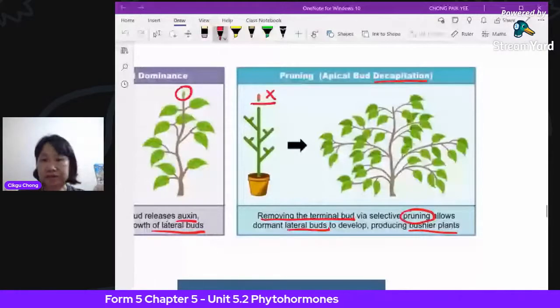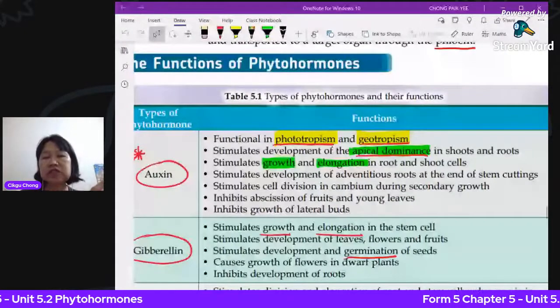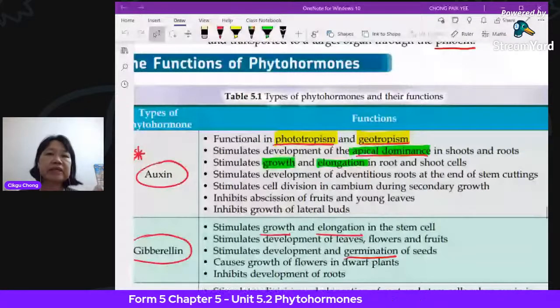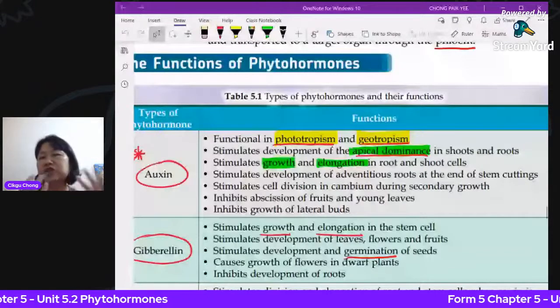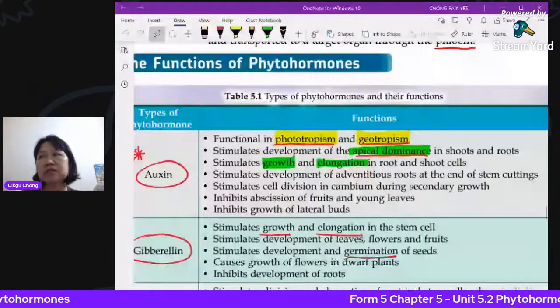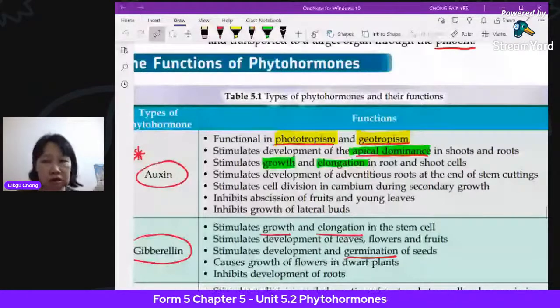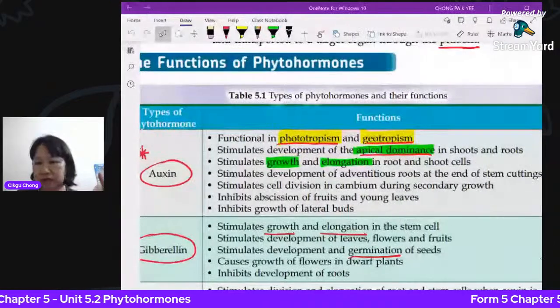Now look at the third function: it stimulates growth and elongation. This is important. Auxin makes the cells grow long, which means it makes the shoot go taller and helps the plant to grow. So auxin can be considered like a growth hormone. It helps the plant grow taller, because the cells become longer.